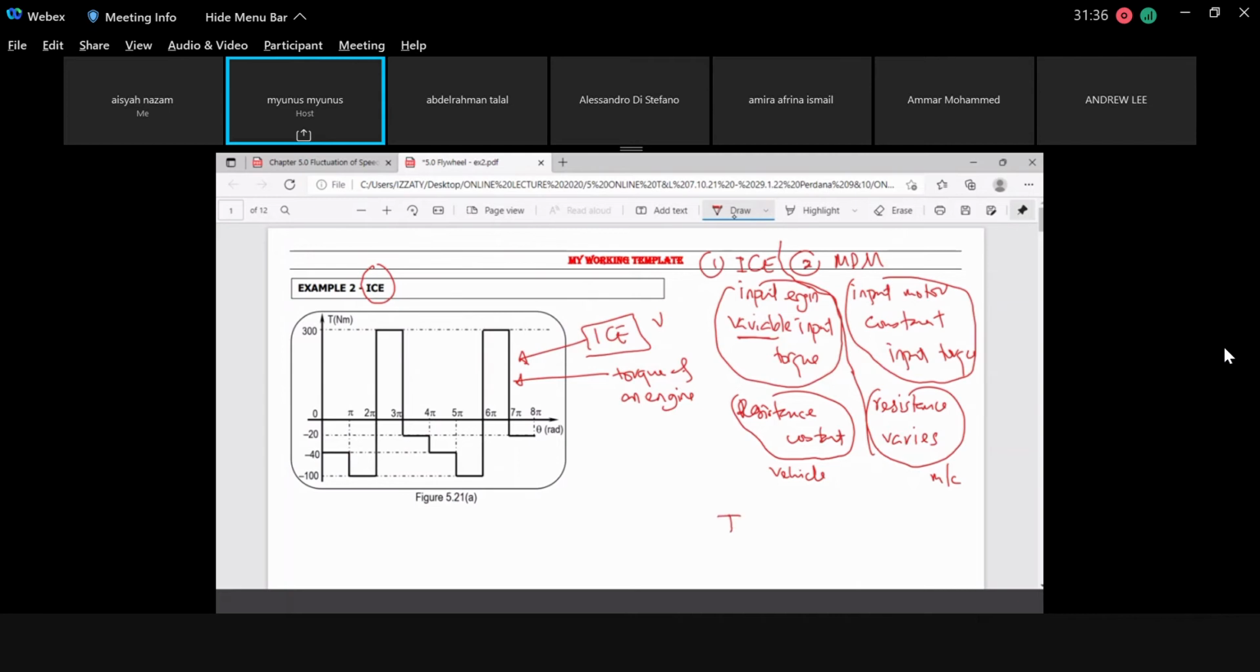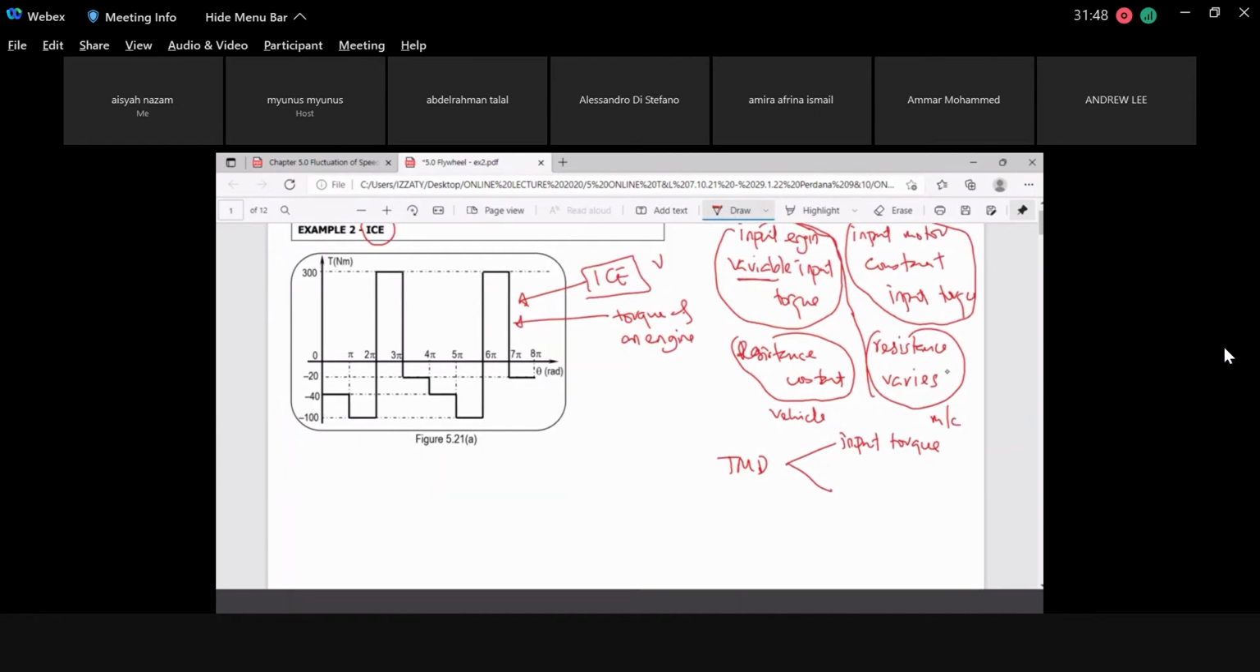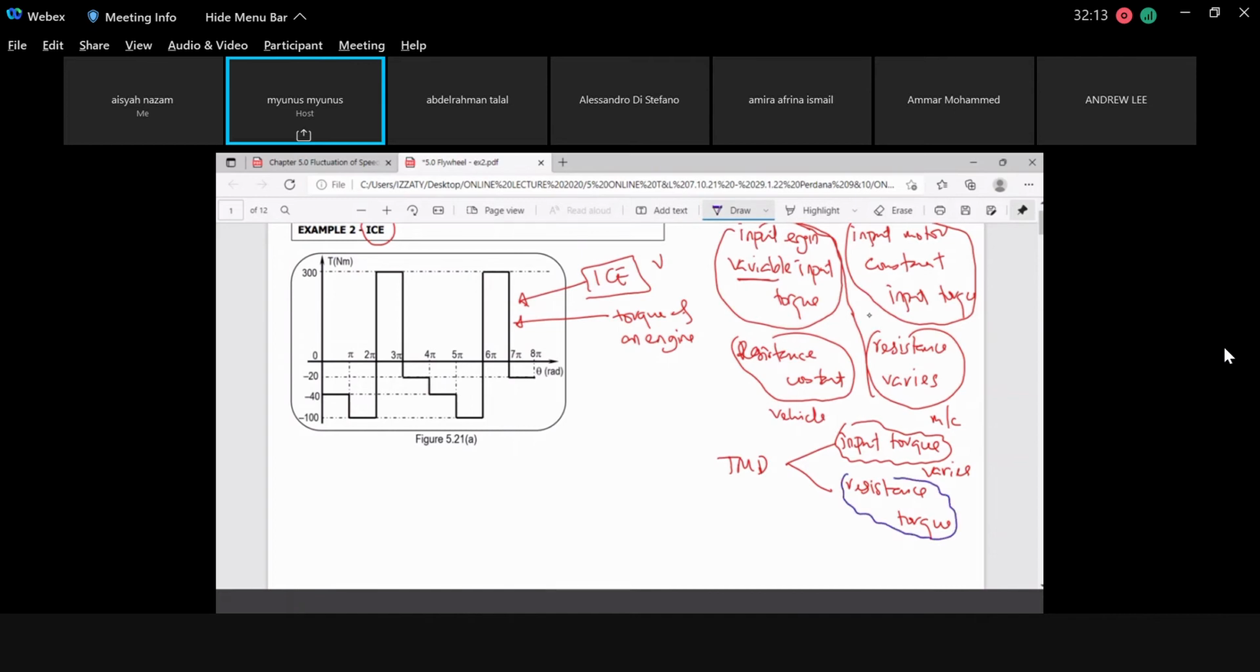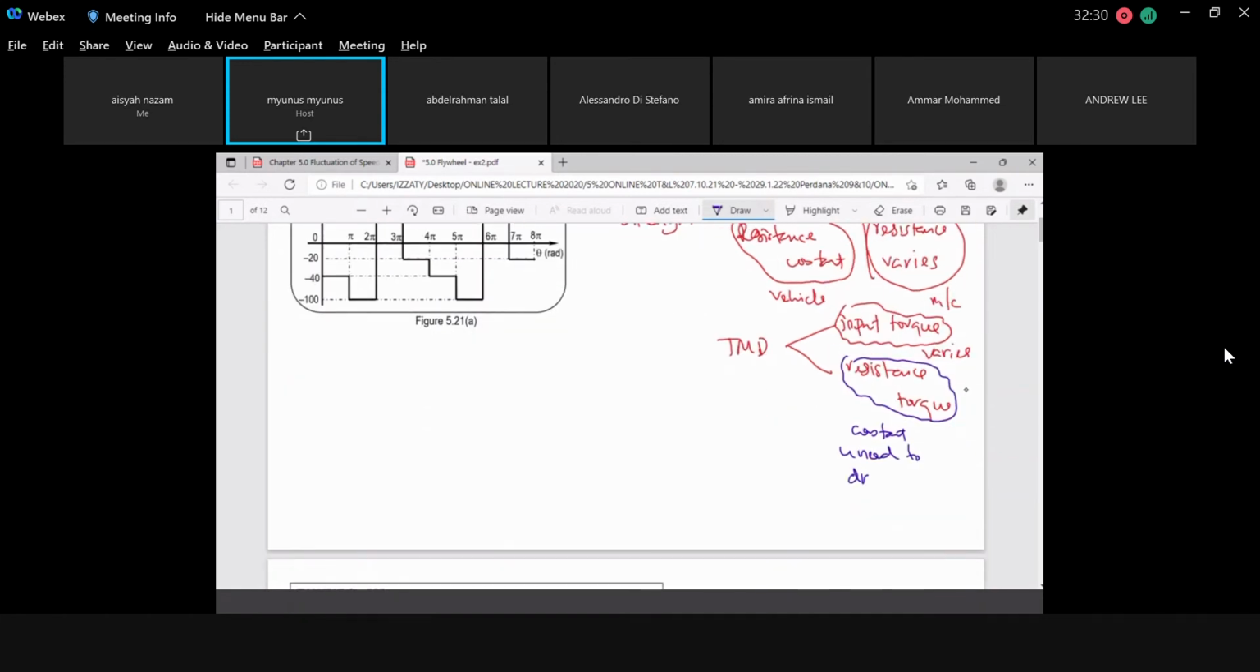Remember, for the turning moment diagram you must have two graphs: one graph representing the input torque and the other representing the resistance torque. Here they provide you the input torque. For the resistance torque, I'll put in another color, blue, so you can easily differentiate. This one will be constant. It is not in the graph, so you need to draw it on your own.